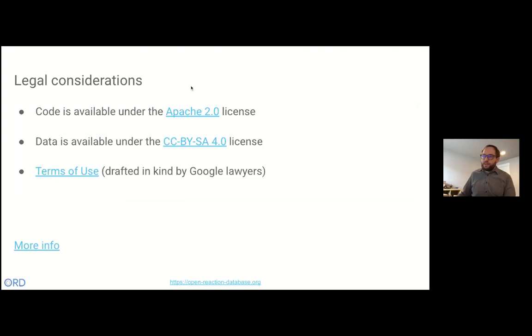along with appropriate licenses. So the code itself is available under an Apache 2.0 license, which is a very common open source code license. The data itself is under a Creative Commons license with a share-alike clause. And we also have some terms of use that were drafted in kind by some friends at Google. And these terms include things like acknowledging that you have the right to upload the data in the first place and things like that that are not covered by the license terms themselves.